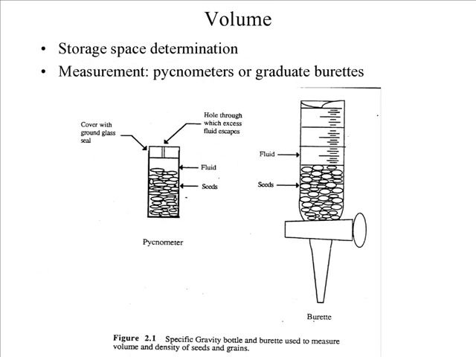Another characteristic that's important is volume, and this can be important when you're determining storage space. In terms of measuring volume, there's one particular piece of equipment that you can use, especially if you're dealing with things like grains of rice or different grains, and it's a pycnometer or graduate burette, and this diagram gives a little explanation of how those are used.